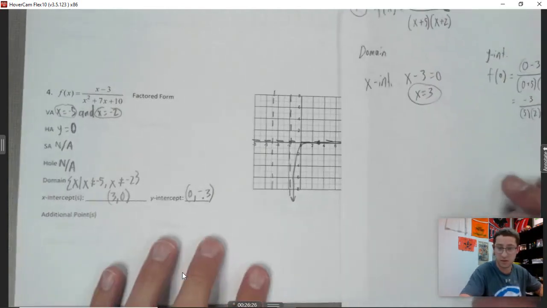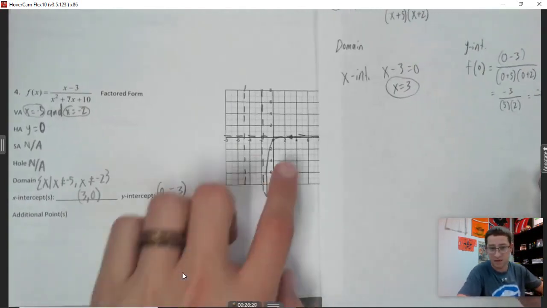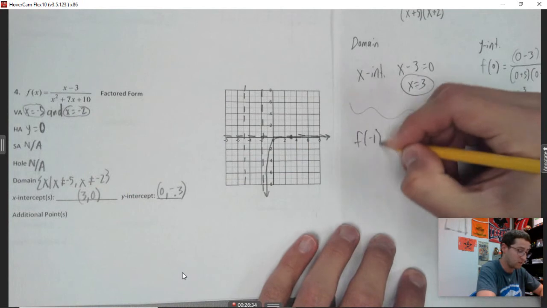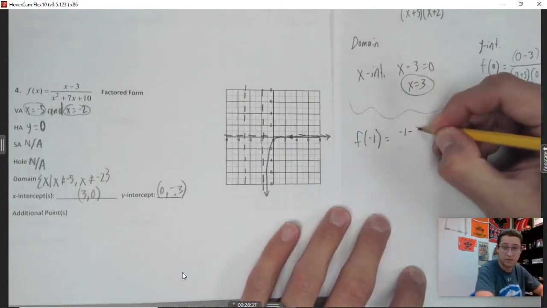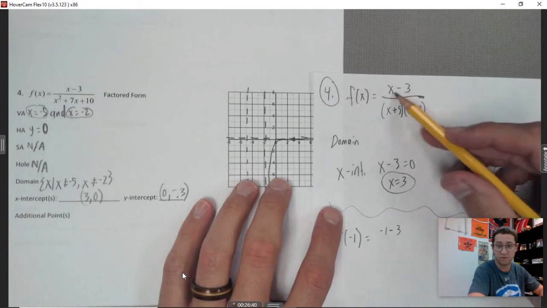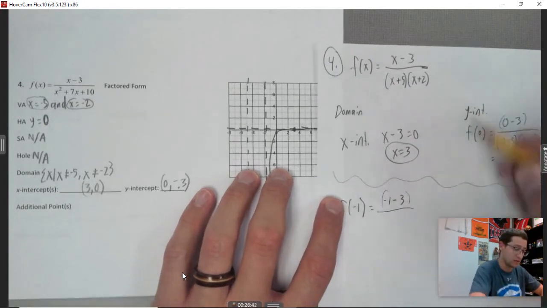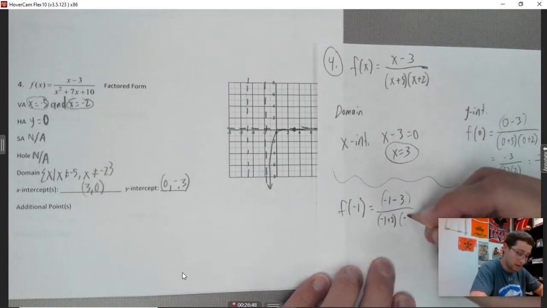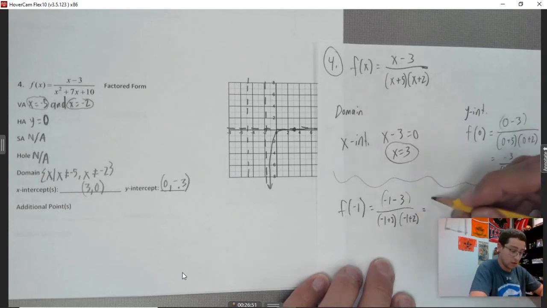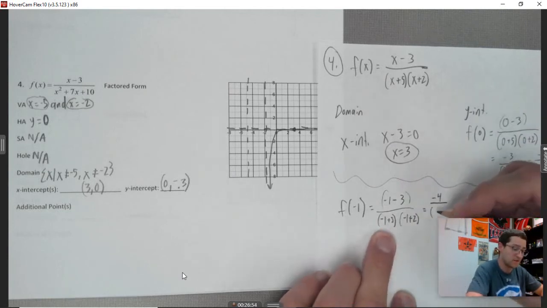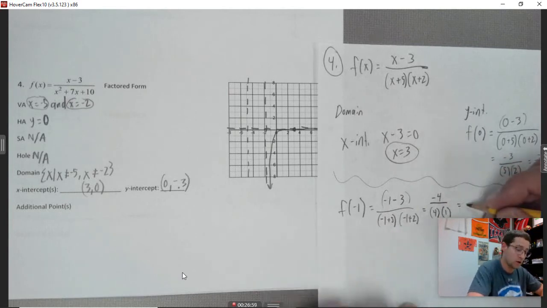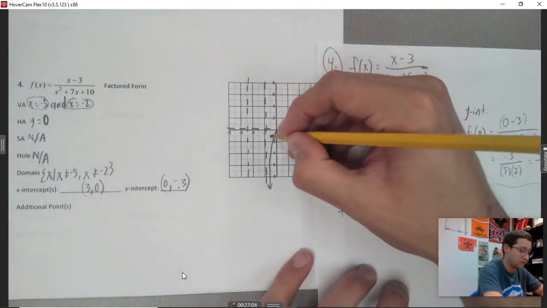In fact, let's go ahead and do that, maybe you're just like, I'm not convinced. So we can plug in some additional points. We'll do f of -1. So I've got -1 minus 3. Again, I'm going to personally use this factored form up here. So -1 minus 3, and then -1 plus 5, and then -1 plus 2. On top I've got -4. On the bottom I've got 4, and then times 1. So we end up with -4 over 4. So that's -1 there.